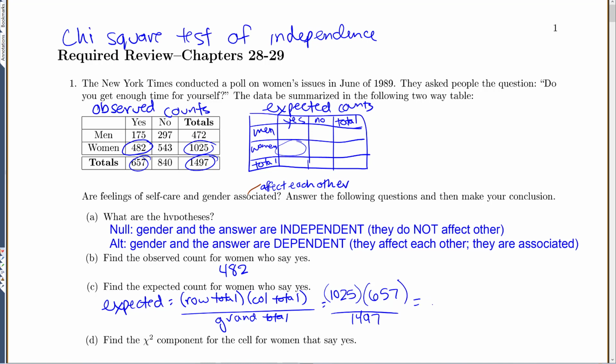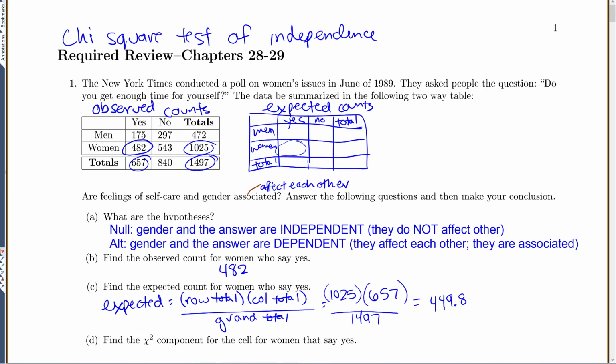So I get 449.8. You'll notice on the exam, she wants to make sure you know how to do all these intermediate steps. So we do not always do all these intermediate steps on the homework or on the reviews. But she will probably ask you some of these things. So she might ask, like, find the observed count or find the expected count.